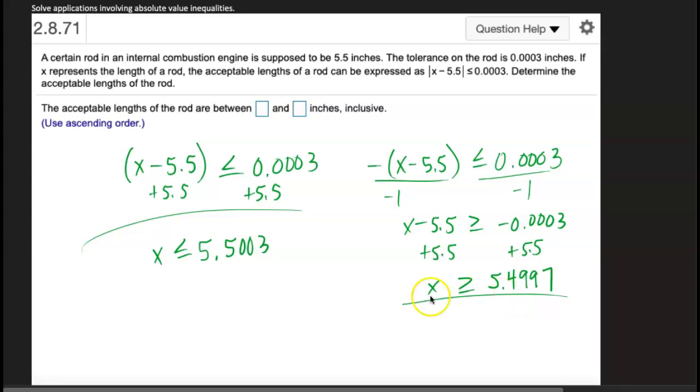And what these values tell me is this threshold, this lower and upper threshold that would create the acceptable lengths of this object. So the lower threshold being the 5.4997, that value would go here, and the upper one being this one, the 5.5003.